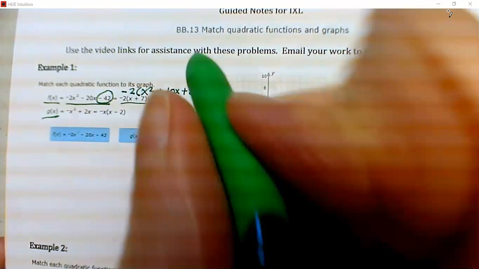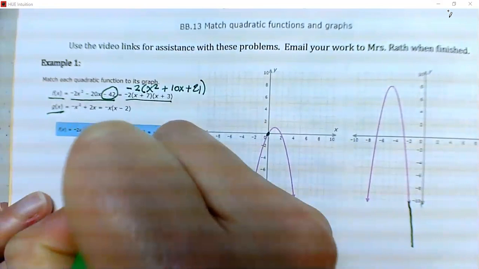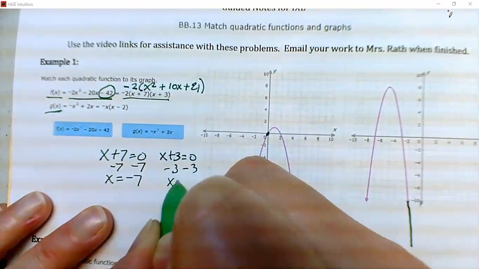And when they factored out a negative 2, you were left with x squared plus 10x plus, half of 42 is what, 21? And then they factored the remaining trinomial, and that's how you end up with x plus 7 and x plus 3, right? Well, zero product property. So if I take each one of those binomials and set them equal to 0, it's going to give me the x-intercepts of the function. So I get x is equal to negative 7, and x is equal to negative 3.